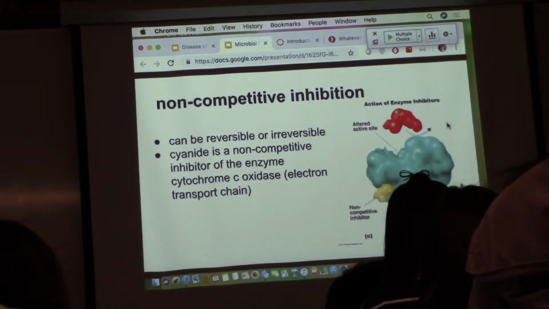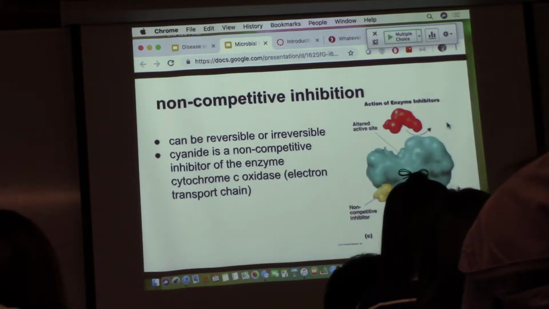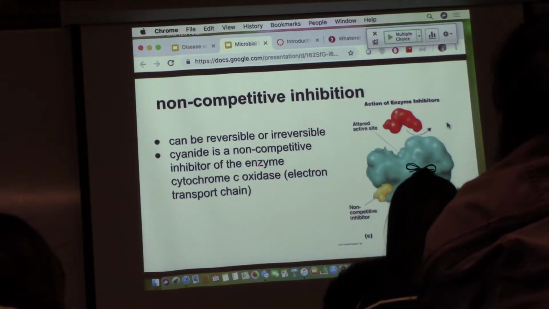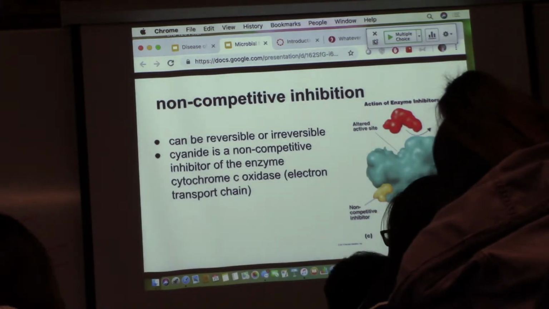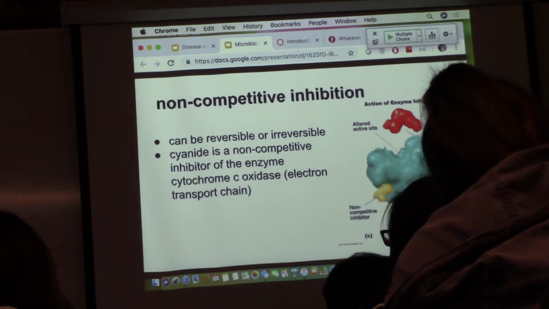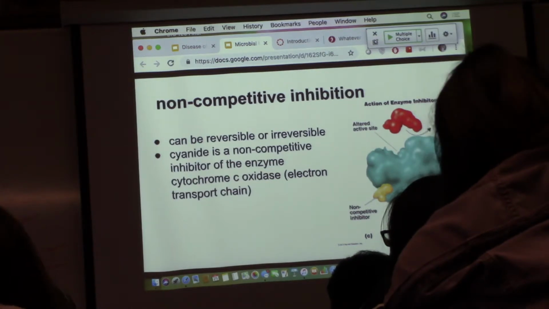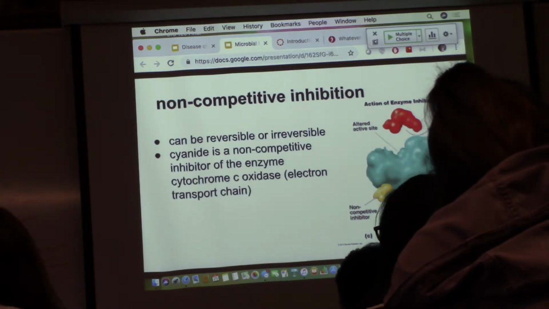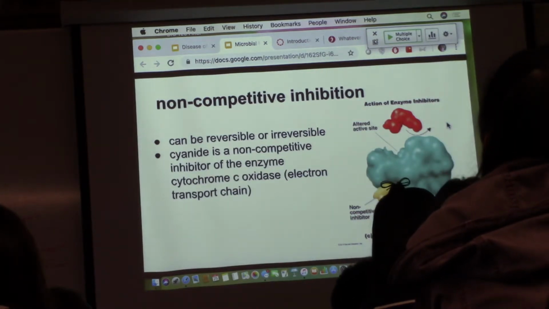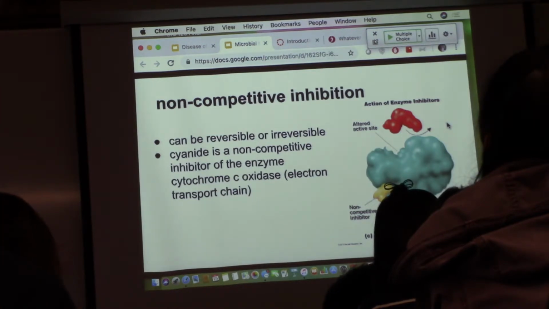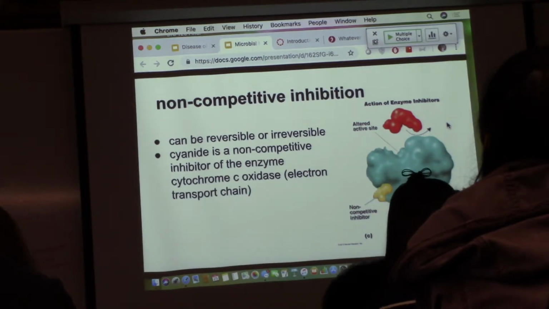Turns out that cyanide, you've heard of cyanide, right? Is a non-competitive inhibitor of the enzyme cytochrome C oxidase, which is part of the electron transport chain. So you've heard of cyanide messing up cellular respiration, I hope. So basically it prevents your cells from being able to make ATP from your electron transport chain. And that's very lethal, very fast. Not pleasant lethal, but fairly rapid. It binds irreversibly, which means that once it's on those enzymes, it's hard to get off.